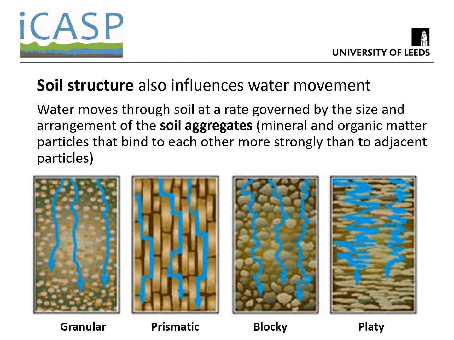Soil structure also influences water movement by the arrangements of the soil aggregates. Water moves much more quickly downwards through the soil with a granular structure, as shown here on the left, compared to a soil with a plated structure where the movement is much more tenuous through the soil, as shown on the right.